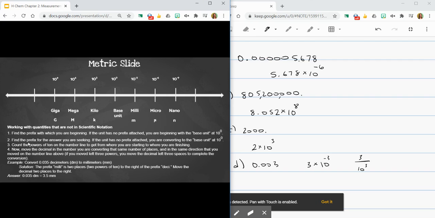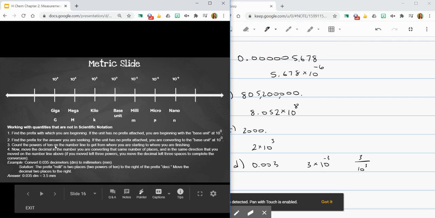All right, and so what we're going to do is you're going to find the prefix up here with which you are beginning. If the unit has no prefix, then you're beginning with a base unit. So you're either beginning at 10 to the 0 power, which would be grams, liters, moles, seconds. So any of those SI base units would be here. And then, so we figure out where we're starting at. You are going to find the prefix for the answer you are seeking. If the unit has no prefix attached, you're converting to the base unit.